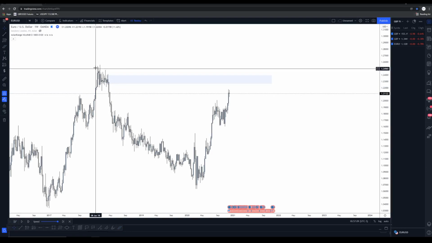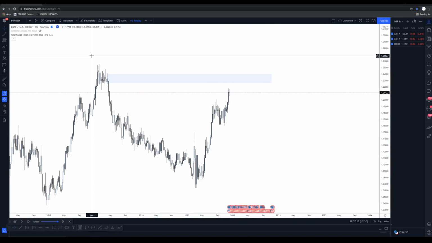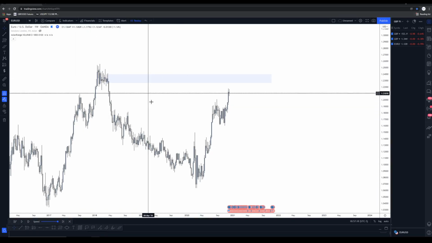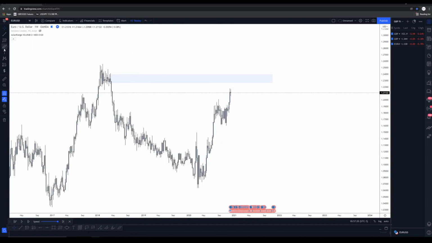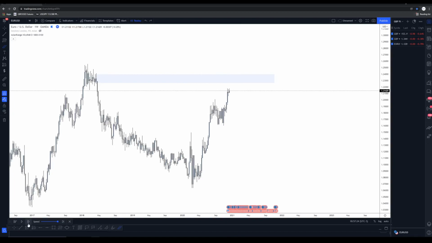Why is it my area of interest? Number 1, we have a supply zone. Number 2, we have imbalance here. Number 3, it created a strong move down and it gave us a break of structure. And number 4, structure is shifting bearish. So that means that I can actually have valid reasons into selling in this area. So let's do that. Let's wait for price action to enter that area. And now I enter the area.